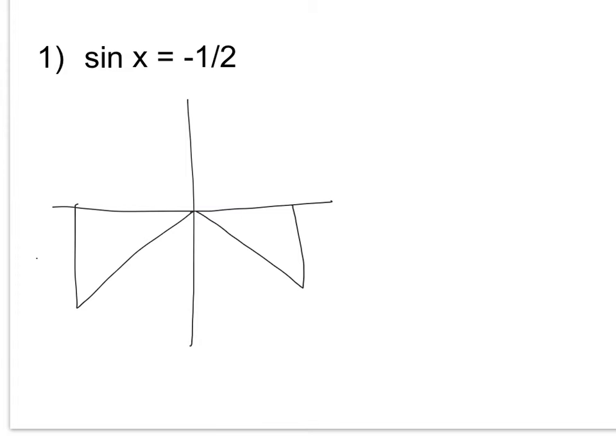Sine is my opposite over my hypotenuse. Now when looking at this, I have to know that this will also be a square root 3. Technically, this one would be negative. And this is a 30, 60, 90. So across from my 1 is 30. So that's my reference angle. So what I'm really looking for are my two angles here.